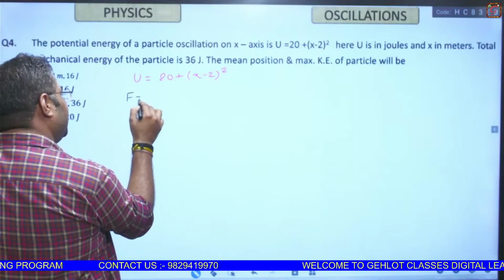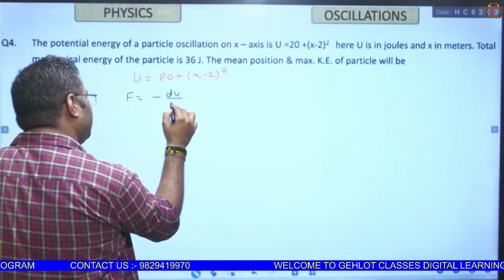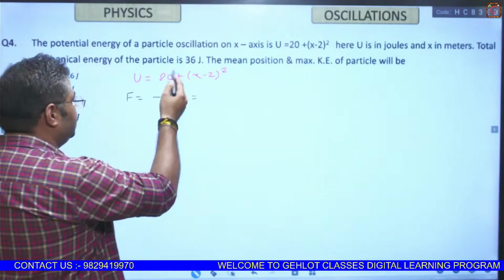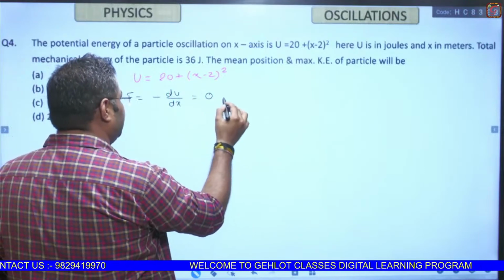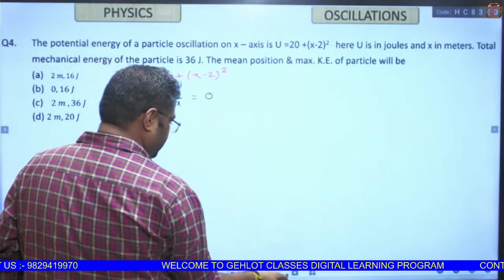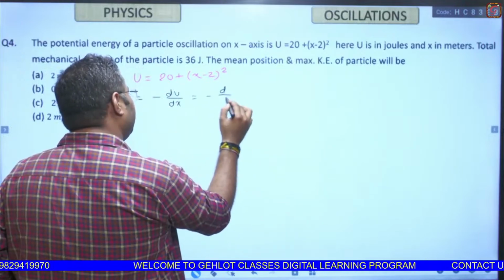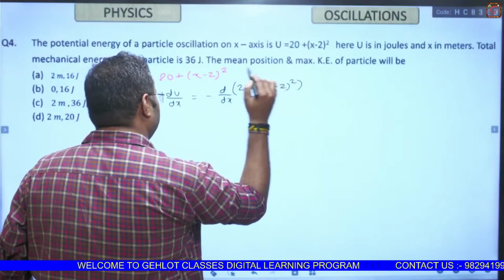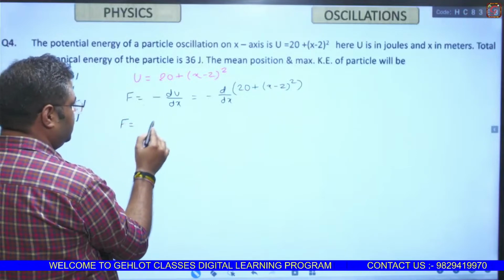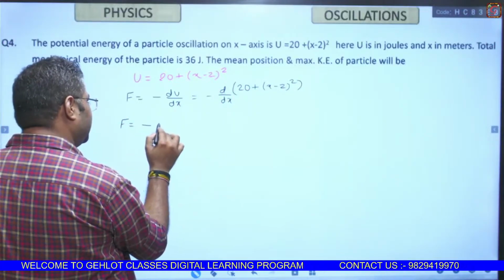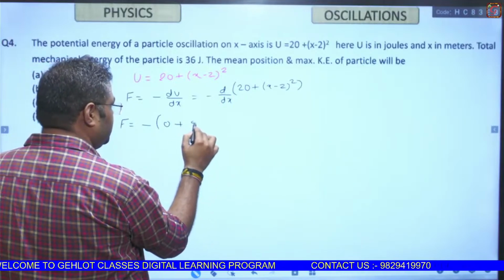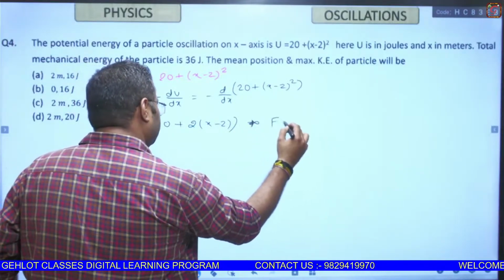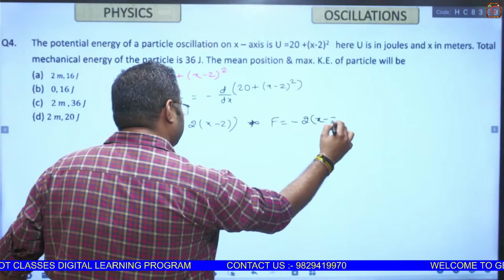F can be written as minus dU by dx. So if we differentiate this, the differentiation of 20 will be 0. I am rewriting it: minus d by dx of 20 plus (x minus 2) square. So F is equal to, the differentiation of 20 is 0, negative sign ahead, 0 plus 2 into (x minus 2). So F will become minus 2 into (x minus 2).